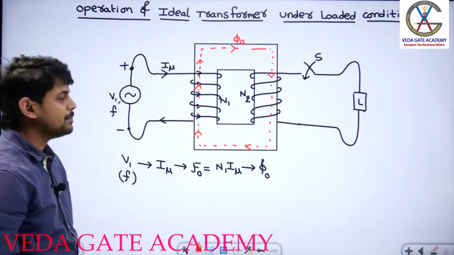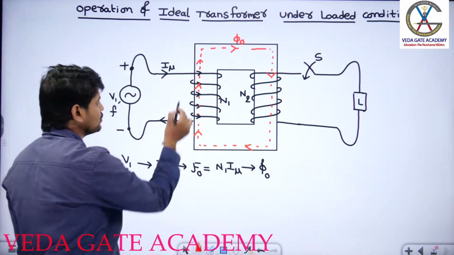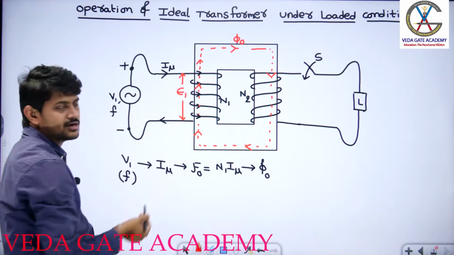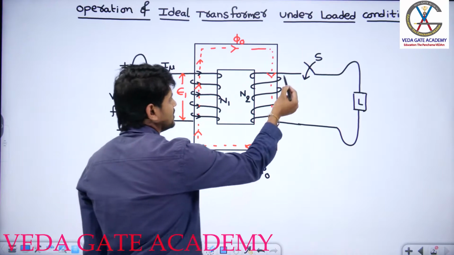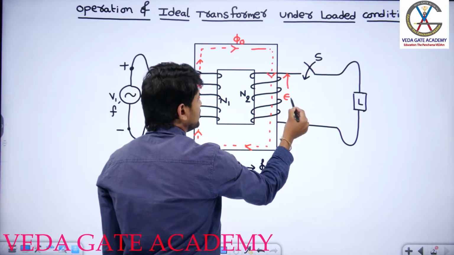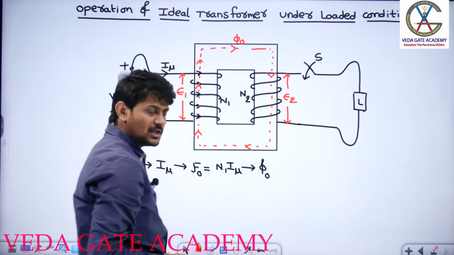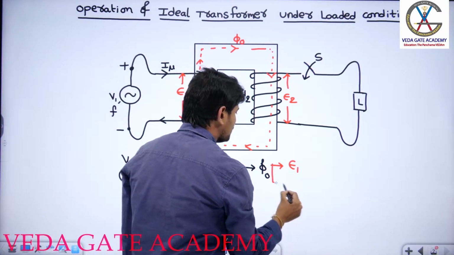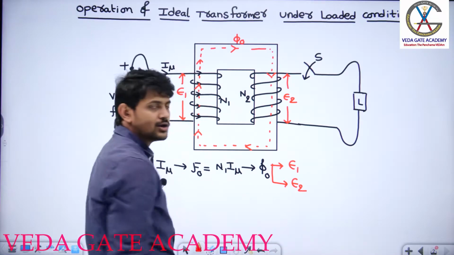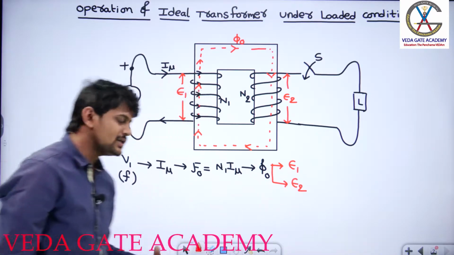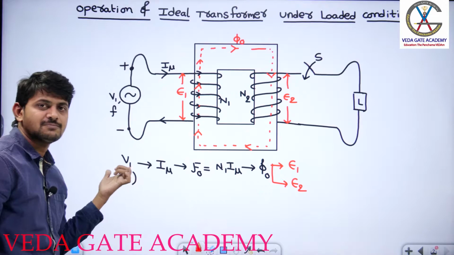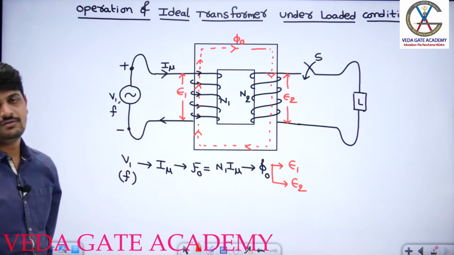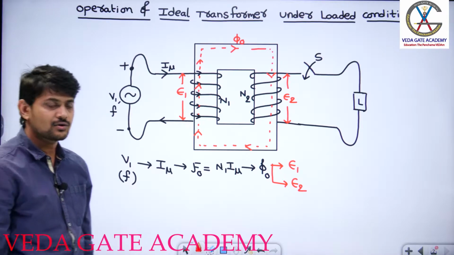Because of this operating flux which is linking with N1 and N2 turns, you are going to get induced EMF statically, and this E1 is called self-induced EMF in N1 turns, and mutual induced EMF in N2 turns. So the moment phi naught is produced, you are going to get induced EMF in the primary and secondary winding, and according to Lenz's law, these are produced quantities, and the cause behind their production is this P1. So these produced quantities will try to oppose this P1. This is what we have discussed under no load condition.